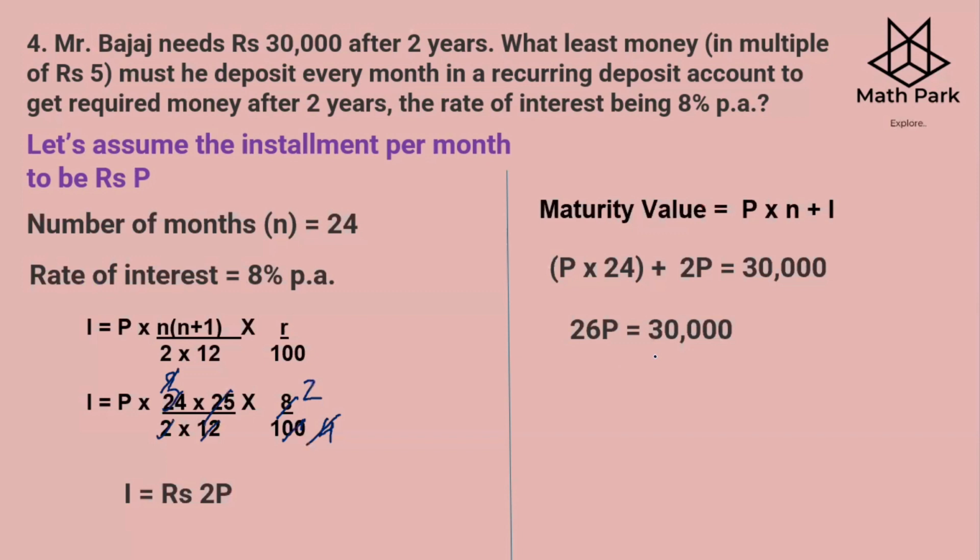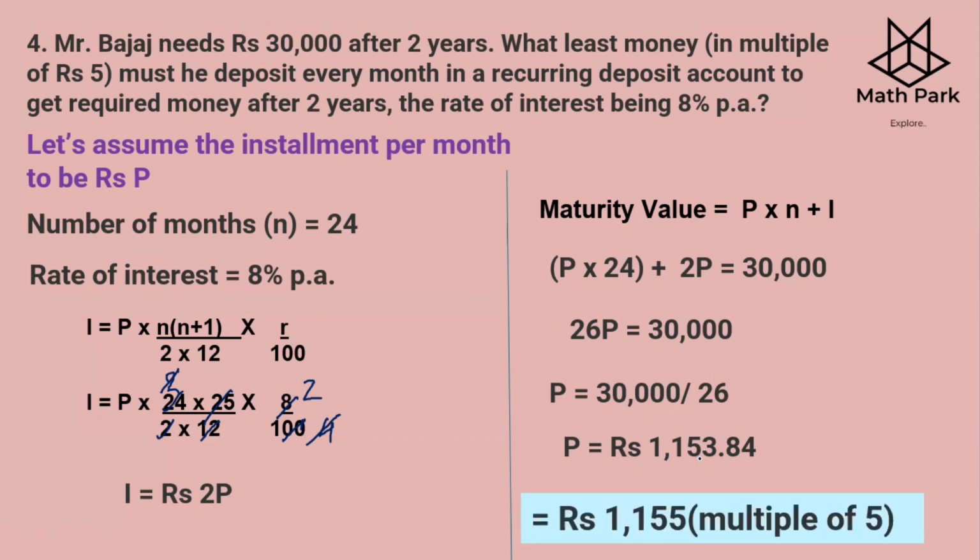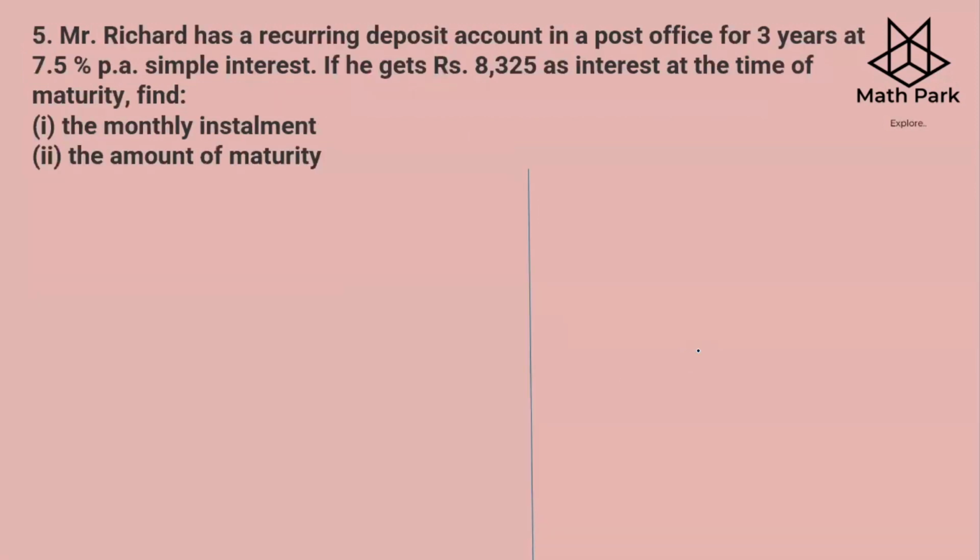So P is equal to 30,000 divided by 26, which we get in decimals as 1,153.84. So this is the principal he should invest, but he wants to invest in the multiples of 5. So the closest multiple of 5 is going to be 1,155. So Mr. Bajaj should invest 1,155 per month to get 30,000 after 2 years. Got that?